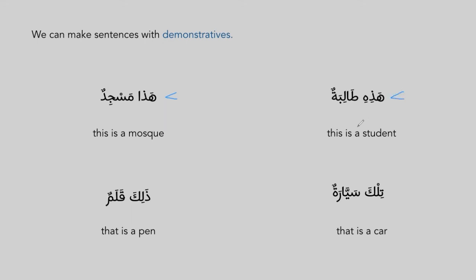Then we have هذه طالبة, which means this is a student. We can see agreement going throughout: you've got feminine with feminine in gender. Okay, cool. ذلك قلم means that is a pen. Masculine, masculine. Agreement. Definite, indefinite. تلك سيارة, that is a car. And again, we've got feminine, feminine.